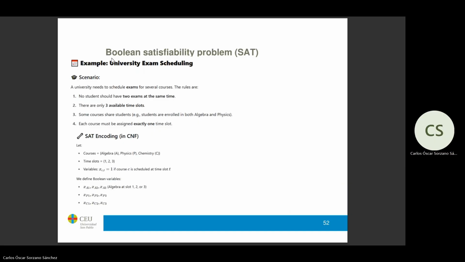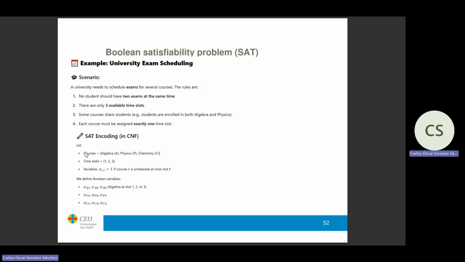And here you have an example. Let's say that the university needs to schedule exams for certain courses. The rules are: no student should have 2 exams at the same time. There are only 3 available time slots, so you have an exam either in the morning, at the middle of the day, or in the afternoon. And some courses share some students because some students are involved in both courses. Each course must be assigned exactly 1 time slot.